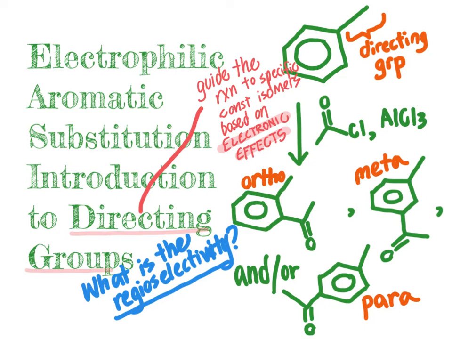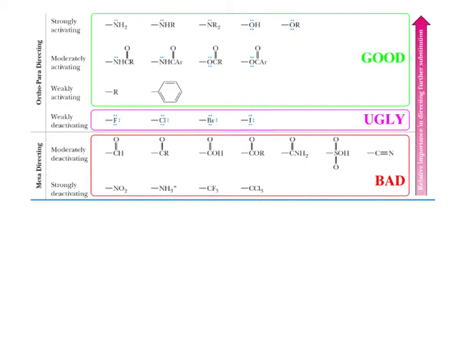So rather than starting with benzene as our starting material, we're starting with molecules that already have some sort of group attached, and we refer to that group as a directing group because by electronic effects, it's going to drive the outcome of the reaction to steer it towards specific constitutional isomer or isomers.